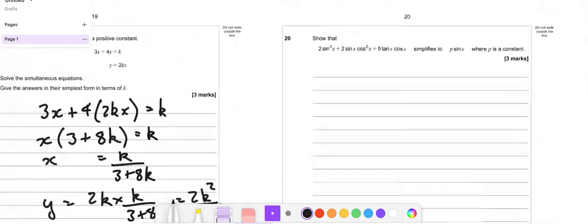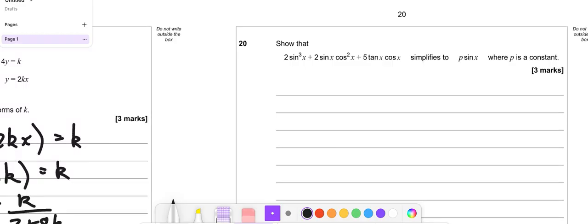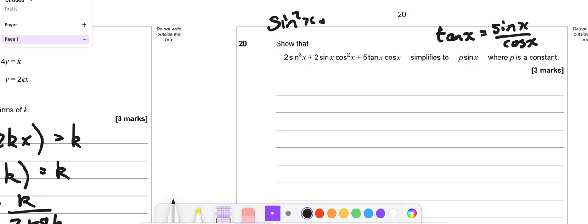Okay, question 20. Show that this simplifies to that, where p is a constant. So we know, the two facts that we know is we know that tan x equals sine x over cos x, and we know that sine squared x plus cos squared x equals 1. So the first thing I'm going to do is get rid of the tans and then see what happens.